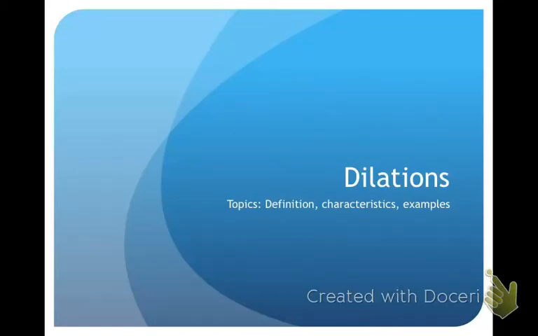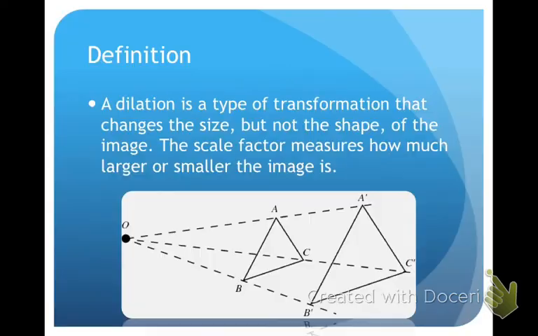Okay, now that you've gotten some of the general idea from playing around with the projecting on the masks activity, let's really nail down some of these characteristics. So we have a definition here. A dilation is a transformation that changes the size but not the shape of the image. Then we have something called the scale factor, which measures how much larger or smaller the image is.